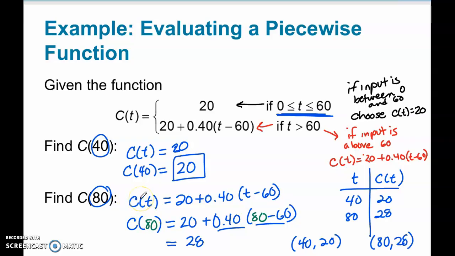So let's move on to more discussion of piecewise functions on the following page.